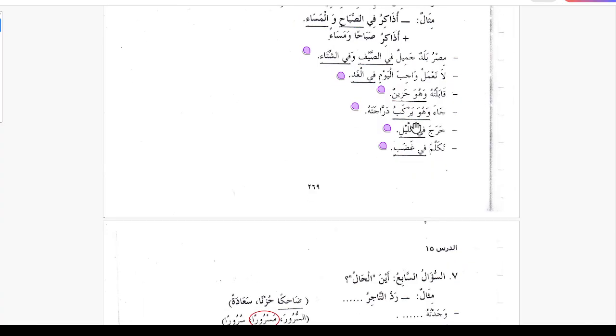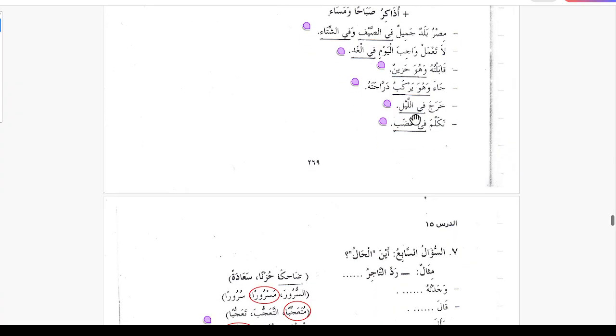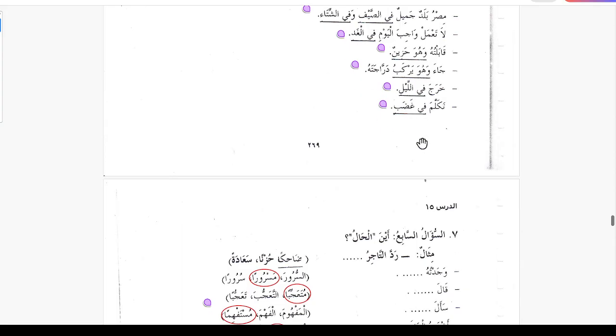Jaa huwa yarkabu darajatahu. So we can say Jaa rakiban. He came riding darajatahu, his bike. So huwa yarkabu, in what condition? Rakiban. So this rakiban will come here. Kharaja fil layli, we can say kharaja laylan. He left in the night. Takallama fi ghazabi, so we can say takallama ghazban. He spoke angrily.